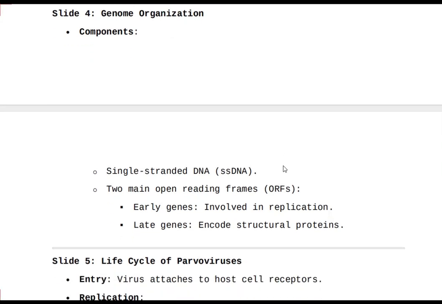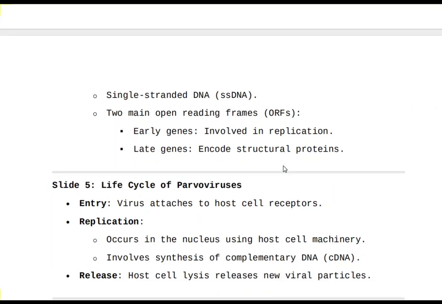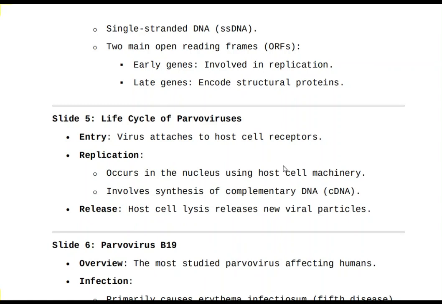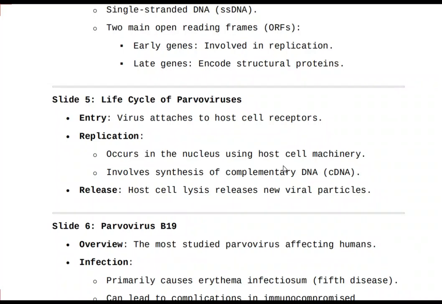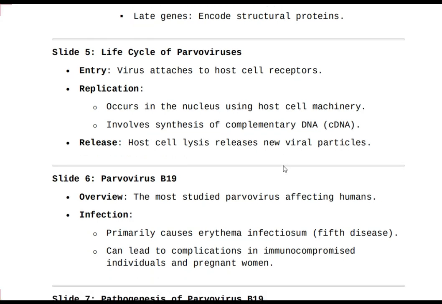Genome: the DNA is single-stranded, and it has two sets of ORF genes, early genes and late genes, responsible for replication and for protein production. The life cycle is via cell receptors, and replication happens in the nucleus. It involves synthesis of the complementary DNA of the virus.